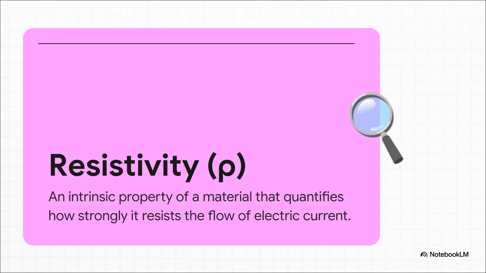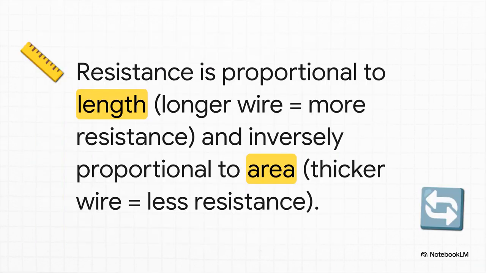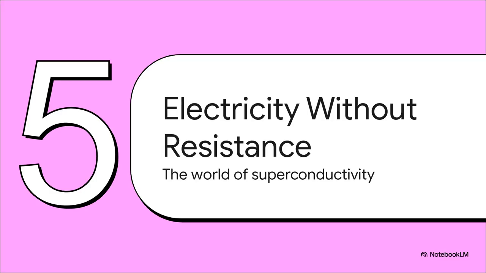Copper has a super low resistivity, which makes it a great conductor. Rubber has a crazy high resistivity, making it a fantastic insulator. But it's not just about the material. The actual shape of the wire matters too. The resistance of a wire is directly proportional to its length. So a longer wire has more resistance. And it's inversely proportional to its area, which just means a thicker wire has less resistance because it's giving the current a bigger, wider path to flow through. Makes sense, right?